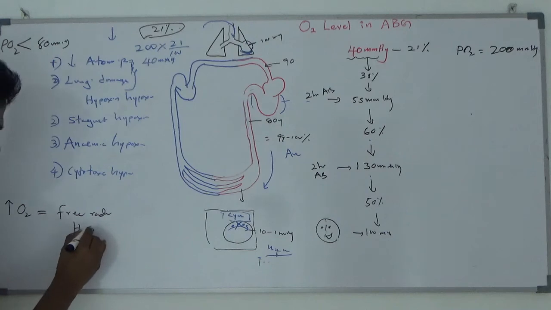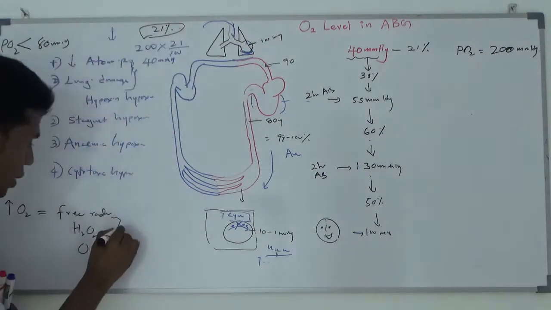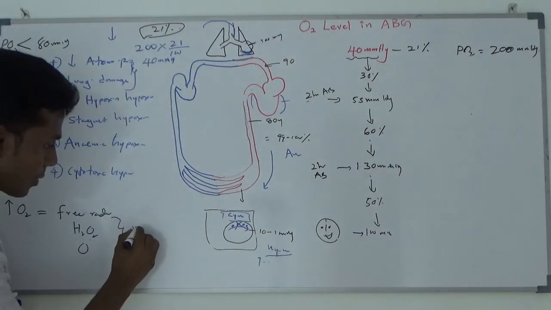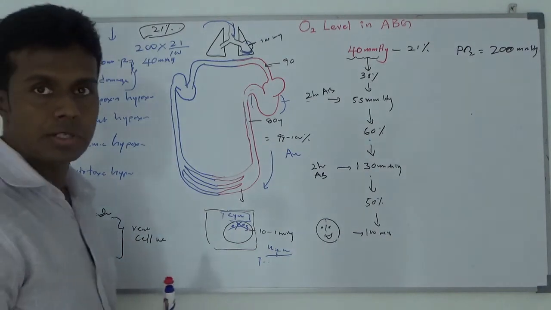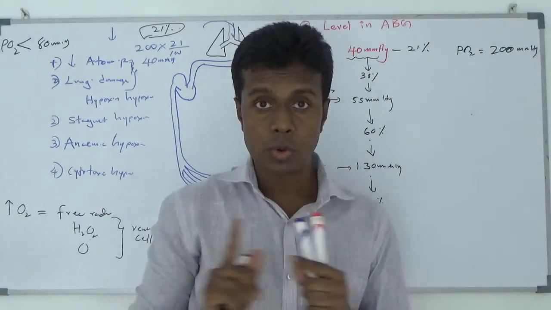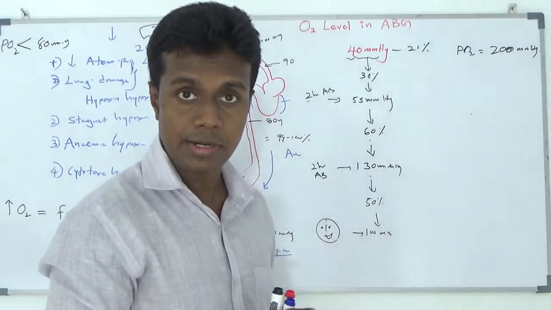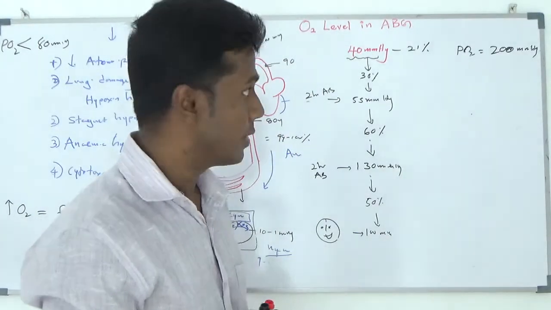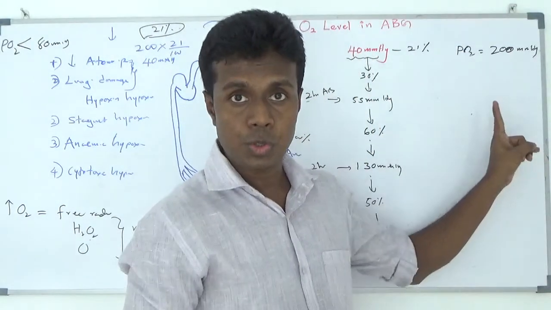Hydrogen peroxide, superoxide dismutase-like molecules. Those molecules go and react with your cell membrane and cell destruction will occur. Those free radicals react with your cell membrane and the cell membrane will start to get damaged, and ultimately cell destruction will happen. Because of that, too much oxygen is also not good.